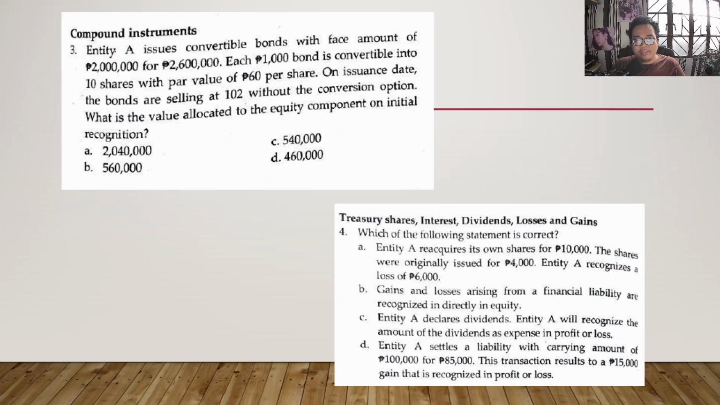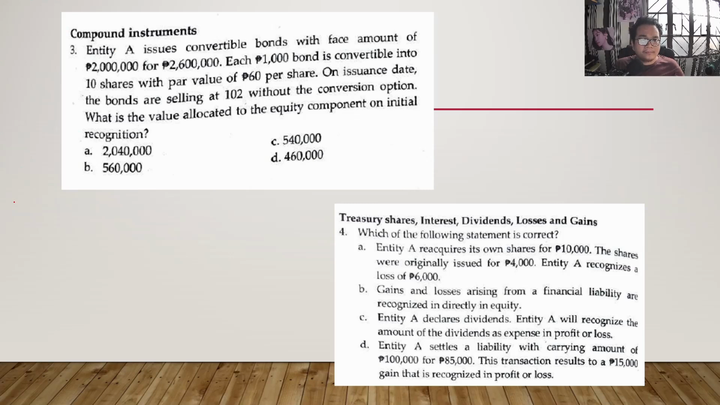On issuance date, the bonds are selling at 102,000 or at 102 without the conversion option. So, yun yung fair value ng bond. Bonds are selling at 102 without the conversion option. So, what is the value allocated to the equity component on initial recognition? So, paano ang solve niyan?